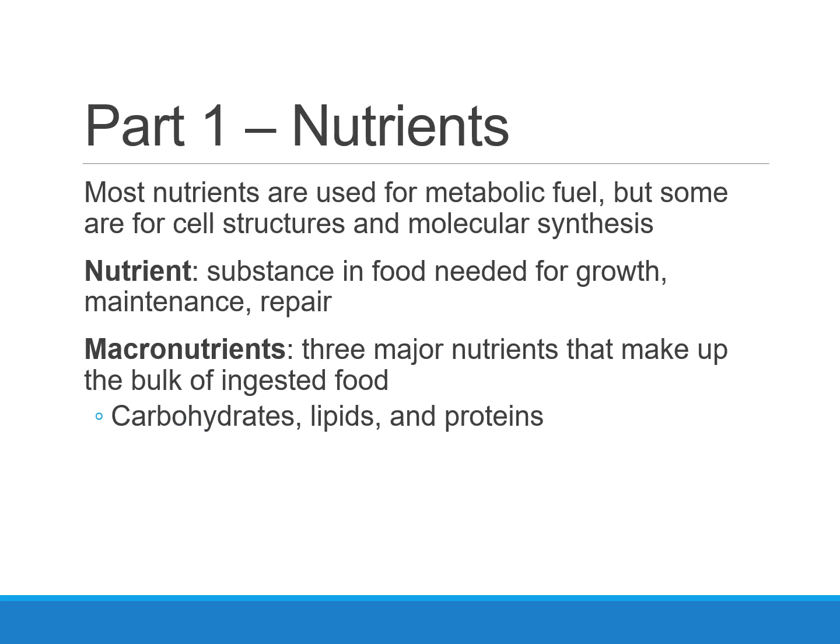So, part one is about nutrients. Most of the nutrients are used for metabolic fuel. There are a few of them that are used for cell structures and molecular synthesis. A nutrient is defined as a substance in our food that's needed for growth, maintenance, and repair. And then there are the main macromolecules that we talked about back in chapter 3.